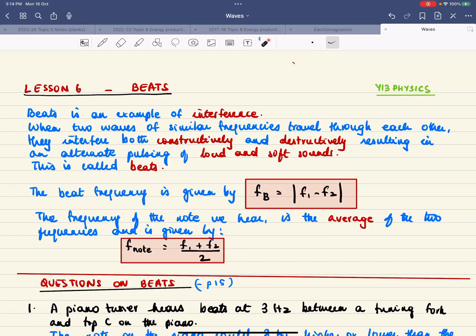6, and I'm going to cover two concepts in this lesson. One of them is beats, and the other one is comparing standing waves and traveling waves. So this is for year 13 physics.